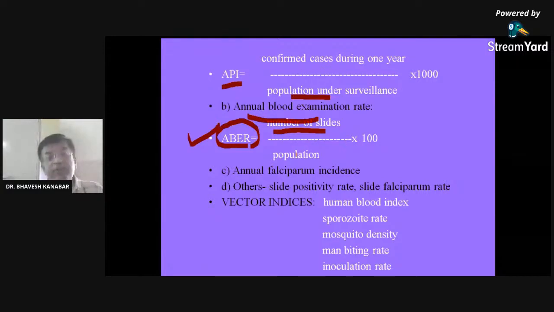Suppose population of the PHC is 30,000. Number of slides examined in 1 year are 5,000. So 5,000 divided by 30,000 into 100 is your ABER, annual blood examination rate. Annual falciparum incidence, right? And others are human blood index, sporozoite rate, mosquito density, man biting rate, inoculation rate. These are other vector indices. These are all called vector indices.